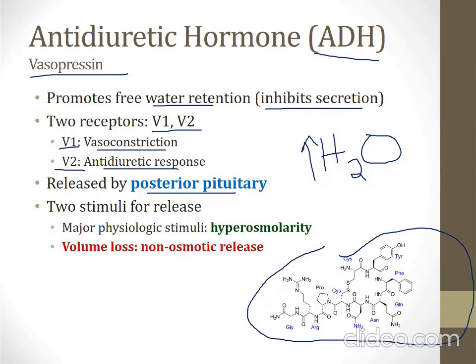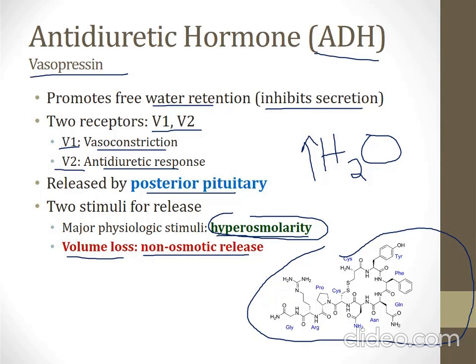The major physiologic stimulus under normal circumstances is hyperosmolarity. So anytime the osmolarity of the serum goes up, ADH is released to dilute the osmolarity back down to normal. And on a normal day-to-day basis, this is the major stimulus for release of ADH. There is, however, a second stimulus that is important in many disease states, and that is volume loss. This is called the non-osmotic release of ADH because it does not depend on serum osmolarity.